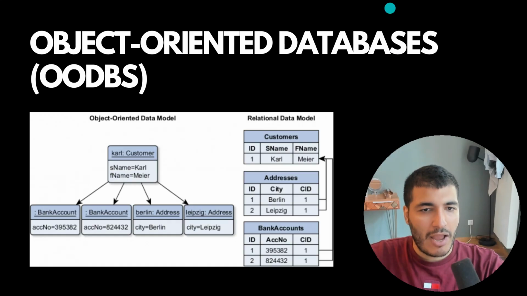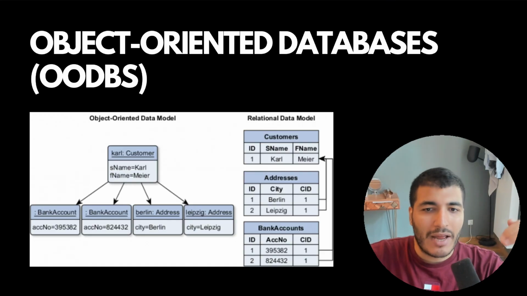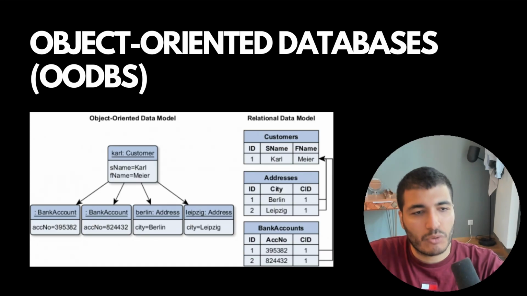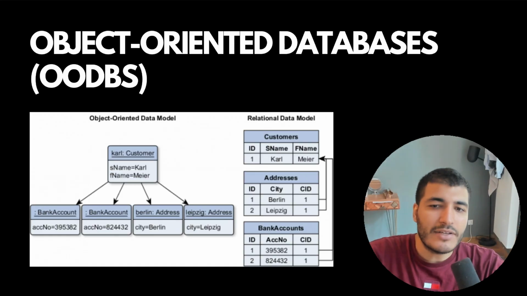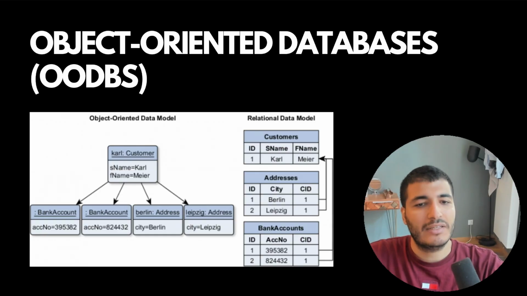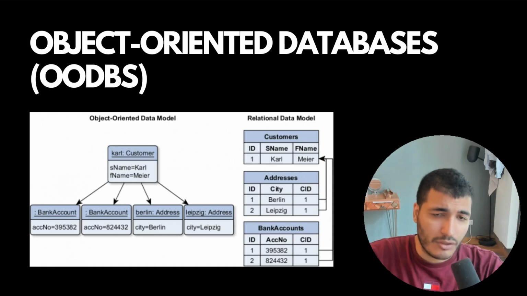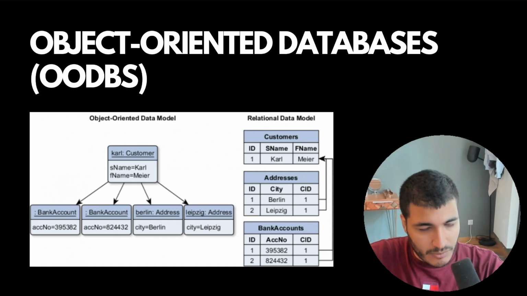Okay, next we have object-oriented databases. Object-oriented databases store and manipulate data as objects, mirroring the concept of object-oriented programming languages. Objects are instances of classes and can encapsulate both data, which are the attributes, and behavior, which are the methods. This can simplify development for applications heavily reliant on object-oriented programming principles.